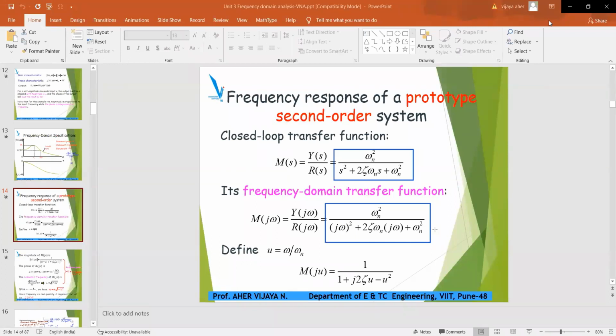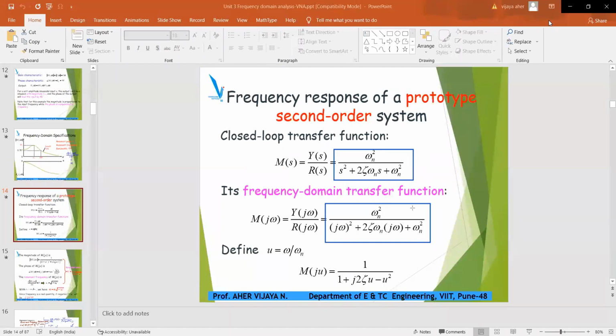So students, henceforth you are going to write this equation for the frequency domain transfer function. Remember the second equation. This is the equation for the transfer function in time domain. This is the equation for the transfer function in frequency domain. Now define u is equal to omega divided by omega n. I want my transfer function equation in this form, that is 1 divided by all these things. So I am going to divide numerator and denominator by omega n square.